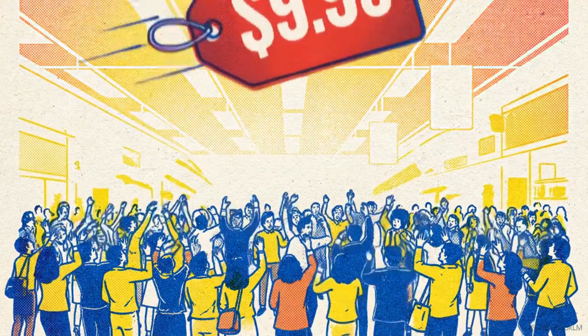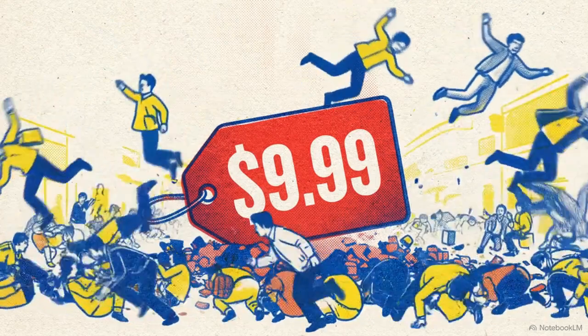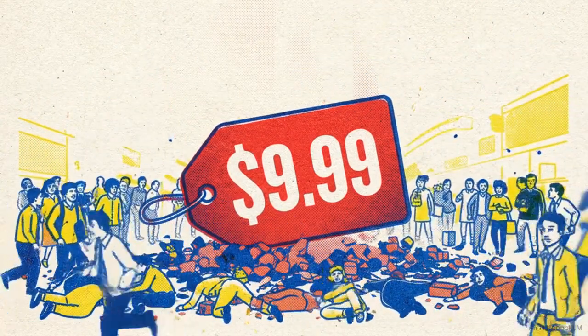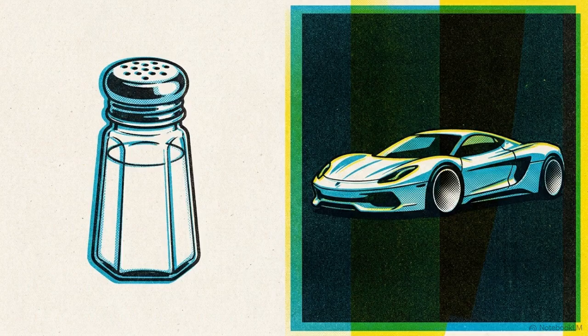When the price of a common product abruptly spikes or plummets, human reactions are wildly unpredictable. People scatter, they hoard, they ignore the change entirely, or they abandon the product altogether. Think about the difference between table salt and a sports car.